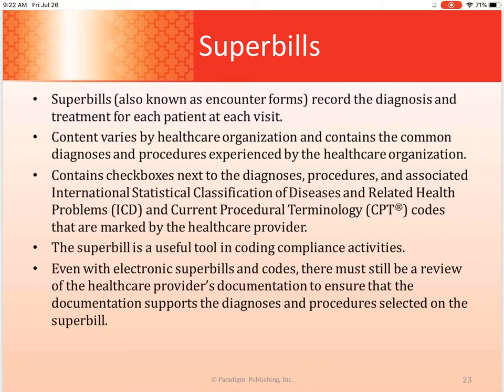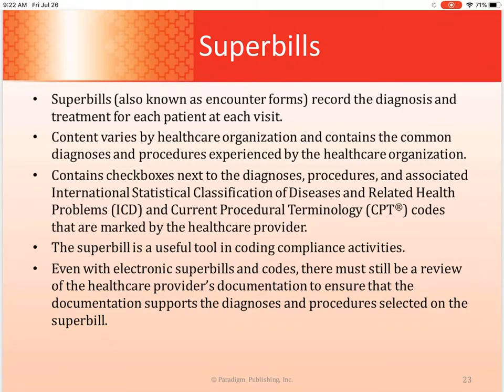Alright, so our super bills, also known as our encounter forms, are a staple of every physician office because it is a document that records the diagnosis and the treatment for each patient at each visit. The content of the super bills varies by healthcare organization and contains the common diagnoses and procedures experienced by the healthcare organization. And you can see an example of that encounter form, which is like a super bill. It has the information, and then they usually put their most common diagnoses and things like that, and then the physician just checks off which one the patient happens to have.